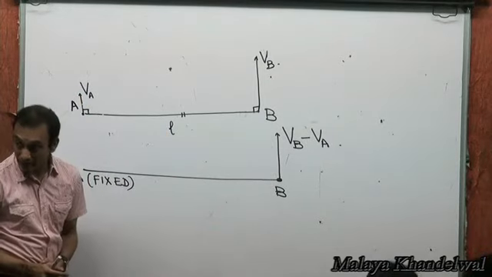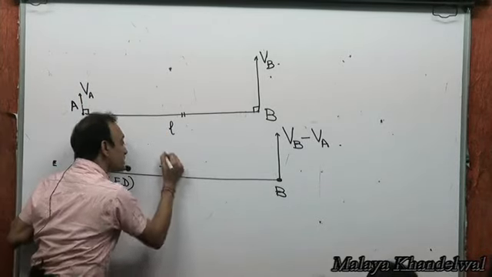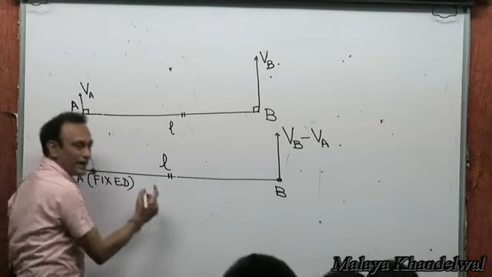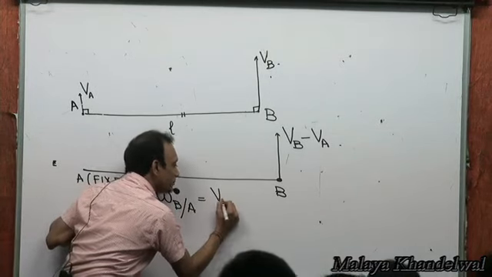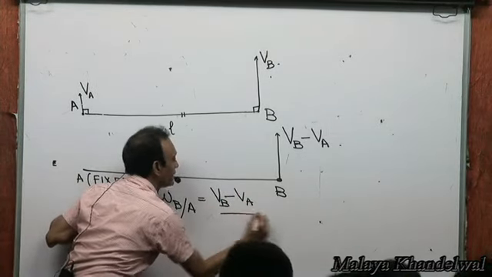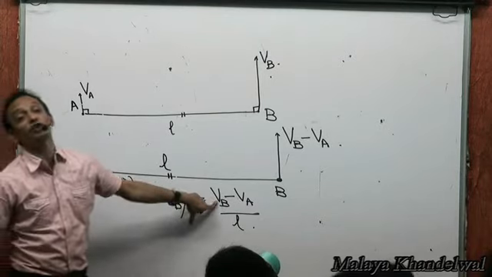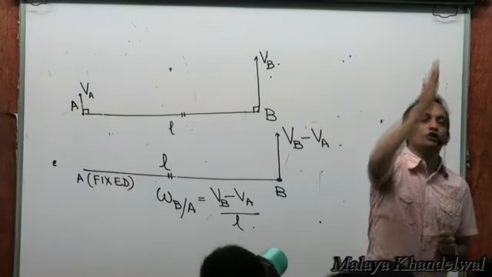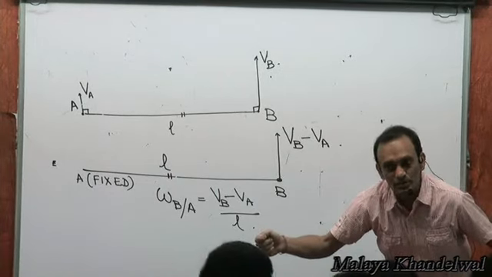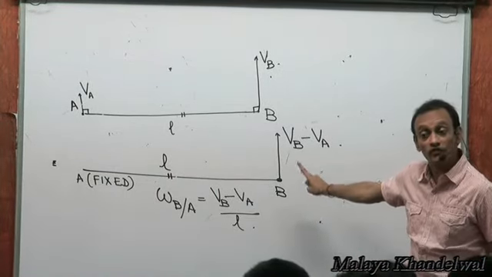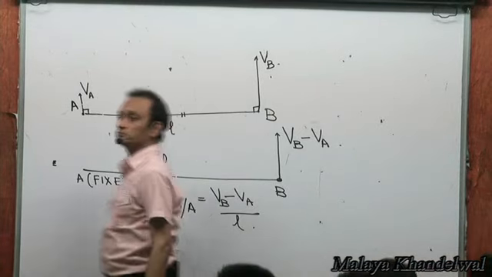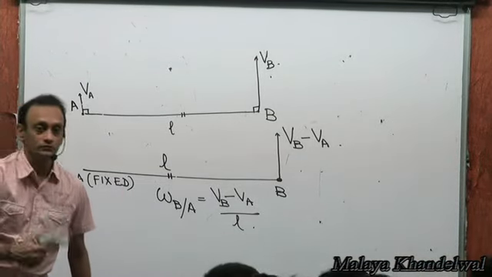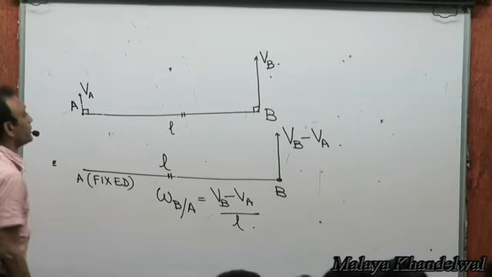And it's perpendicular to AB, and say L is the separation. In this case, the angular velocity of B as seen by A is going to be VB minus VA divided by L. Instead of V by L, it's going to be the relative velocity of B with respect to A perpendicular to AB divided by the separation between A and B. That's going to be the angular velocity of B with respect to A. Yes or no? Right? Shall I tune in further?